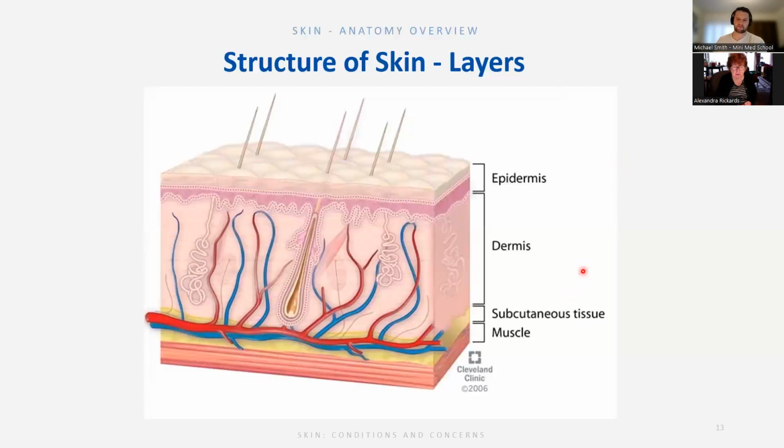The dermis is about the other 90% of the thickness of our skin, and it is essential for maintaining the strength and integrity of our skin while containing a lot of the important nerves, blood vessels, sweat glands, and hair follicles, one of which you can see right there, and helps manage that space.